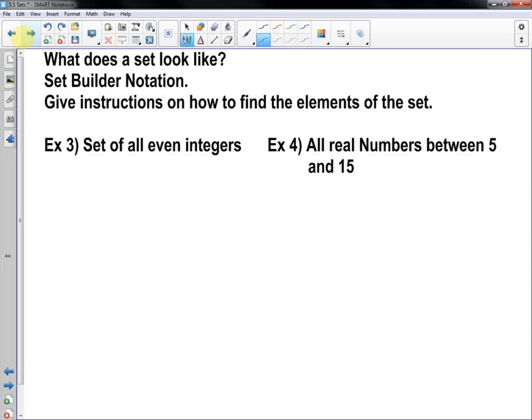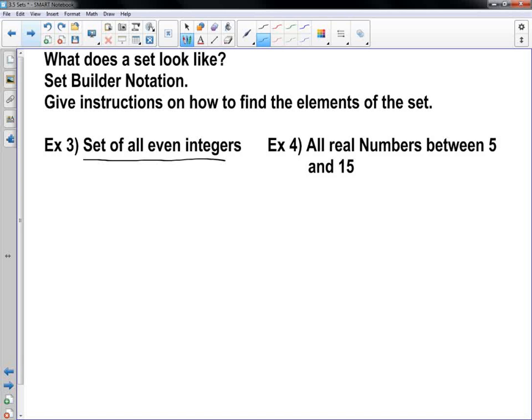All right, here's another example of what sets look like. This one's called set builder notation, and these are instructions on how to find all the elements of the set. Because some of them, let's look at example 3, it says set of all even numbers, even integers. So if I was going to talk about even integers, that's going to take a long time, right?